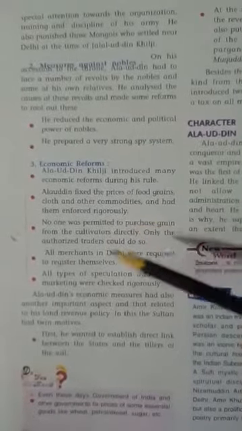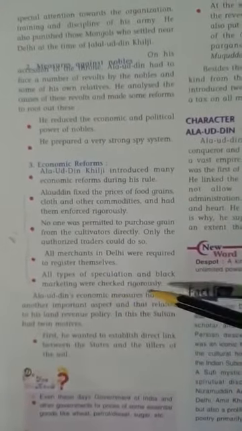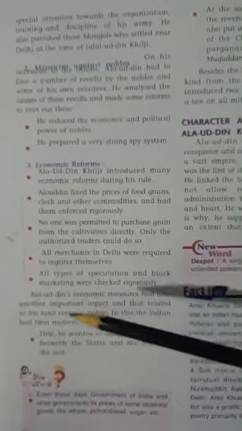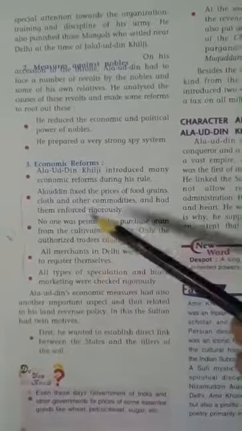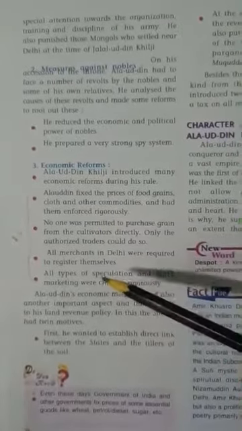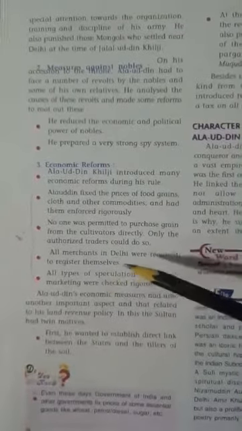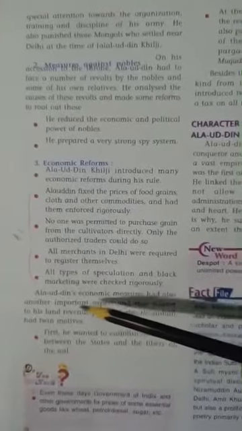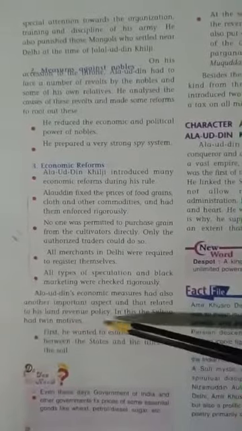with Alauddin Khilji. All types of speculation and black marketing were checked rigorously. If anybody did not follow the fixed prices, or did any kind of black marketing, that is, selling commodities at a higher price than the price fixed by Alauddin Khilji, and was caught, then they were punished very strictly.